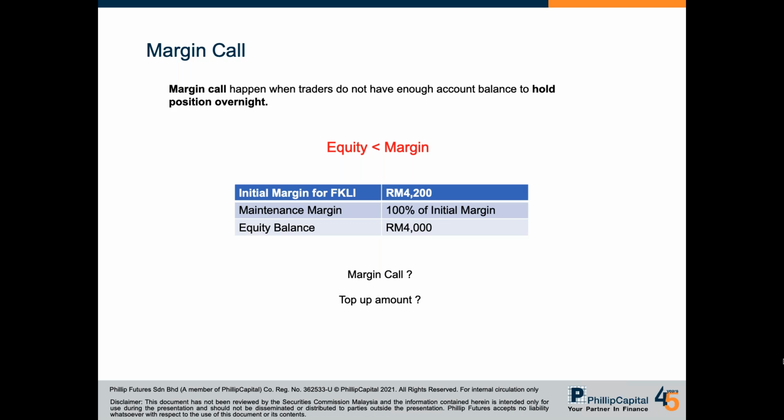But today, if the market goes against you and your equity balance is about 4,000 ringgit, how much will be your margin call, and what is the amount that you need to top up? Yes, the amount that you need to top up is approximately 200 ringgit, plus minus. Make sure you have 100% of the initial margin to hold overnight. If not, the next day you will receive a margin call from the dealers.